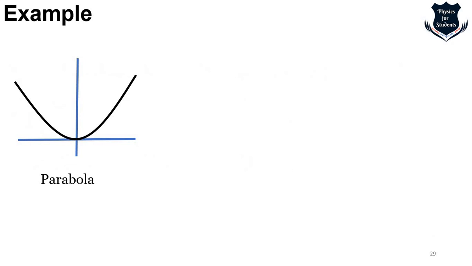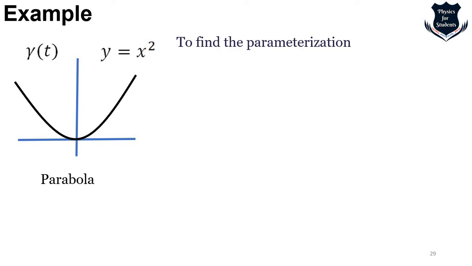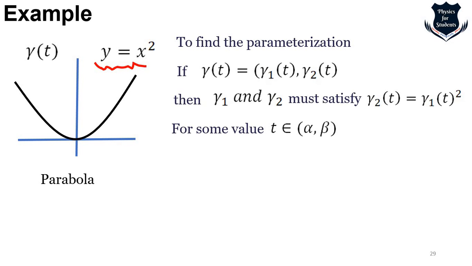Now, for example, we get this parabola. So let us find a parameterization. How do we find this parameterization? We take y equal to x squared, and if gamma(t) equals this, then gamma sub 1 and gamma sub 2 must satisfy this equation, right? For some values of t in the interval (alpha, beta). For all the values of t in the interval (alpha, beta), for which gamma is defined, which we are yet to decide, ideally every point on the parabola should satisfy this one, right?